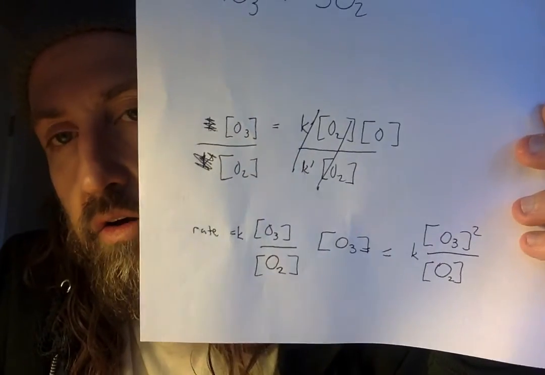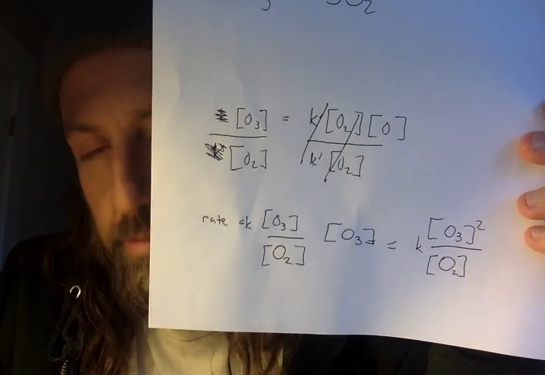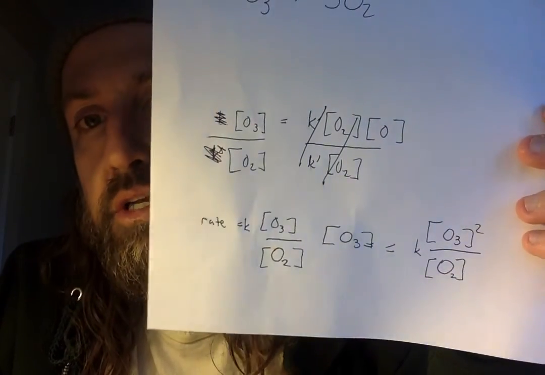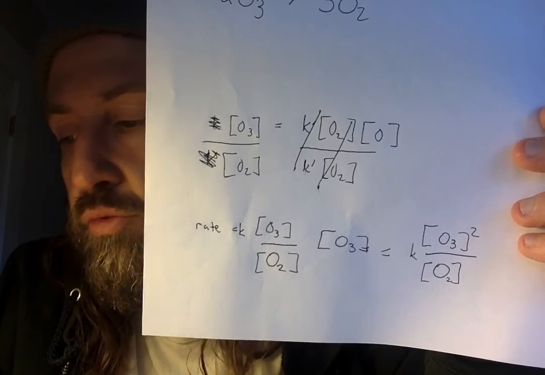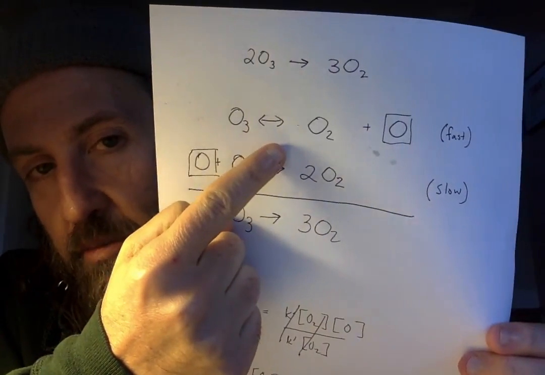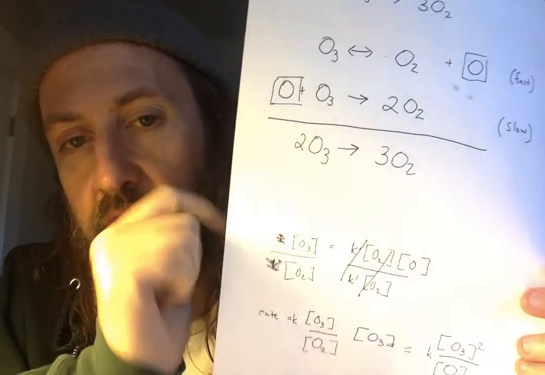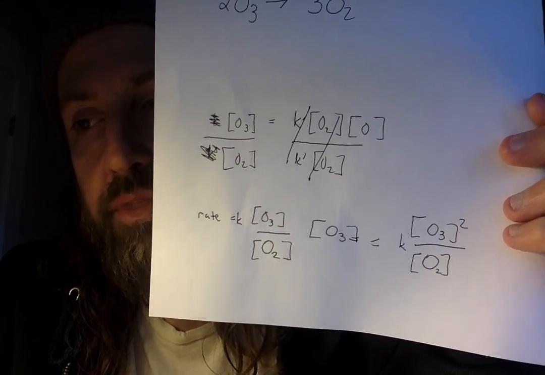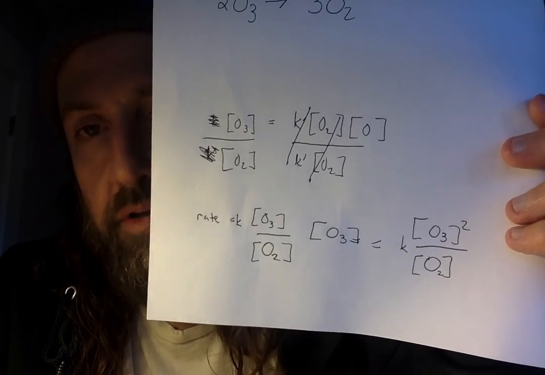And that is how you do a steady state approximation. Essentially, what you're doing is you find the intermediate and then rewrite the fast step to solve for the intermediate. Just make two little rate laws out of that fast step, isolate it, plug it in, and you're done.